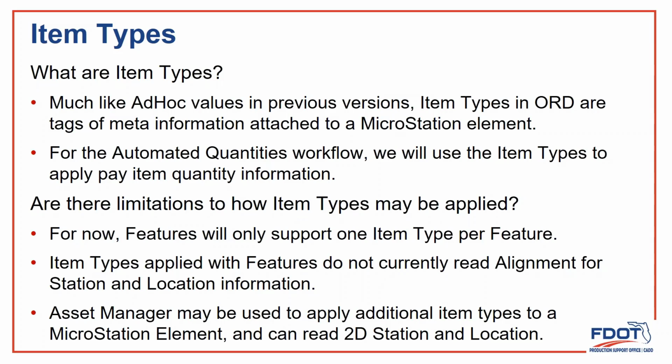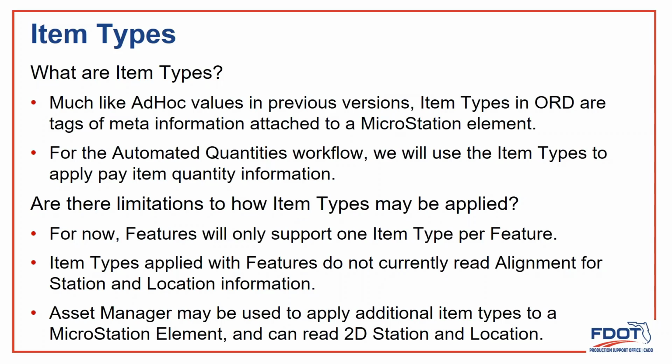Right now, there are a couple of limitations to how we can put item types on elements in OpenRoads Designer. Features, which is ideally the best way to apply these, will only support one item type per element, and I'm sure you're aware that there are some elements that are going to have more than one pay item associated with them. So we'll have to find an alternate way to apply an item type for additional pay item information.